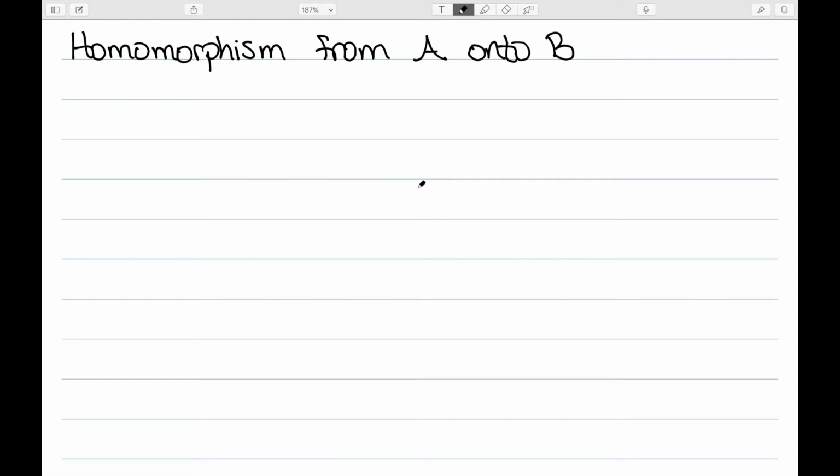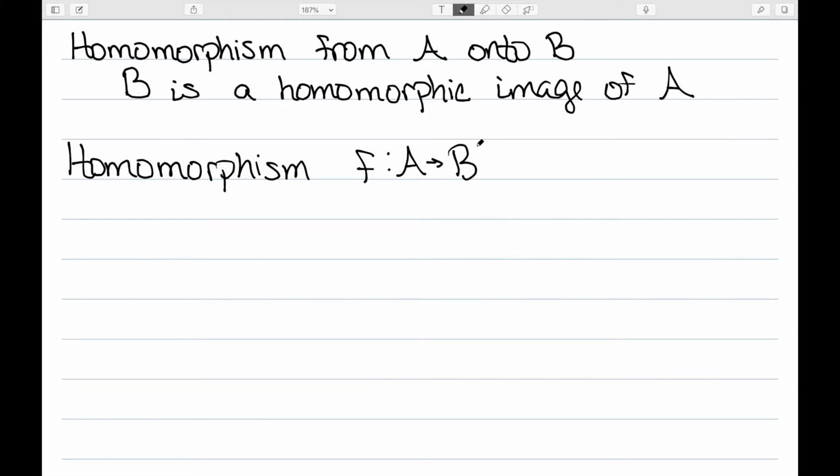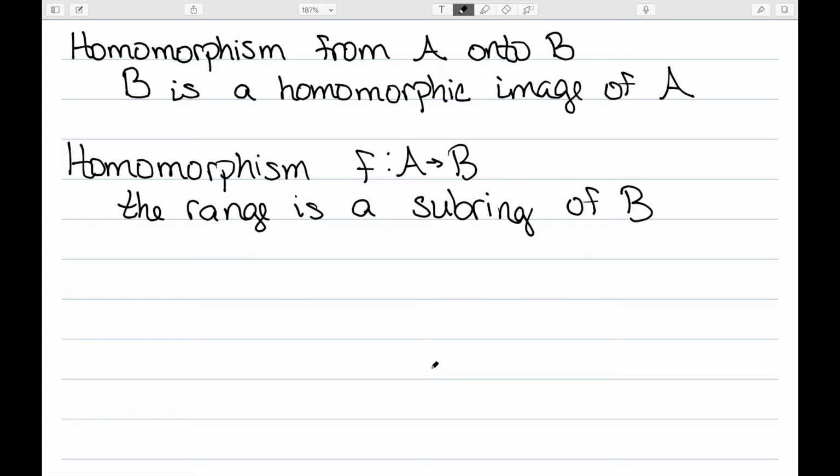Let's suppose we have a homomorphism from A onto B, so specifically a surjective homomorphism. Then B is known as a homomorphic image of A. Another thing about homomorphisms: if we have a homomorphism f from a ring A to a ring B, not necessarily injective nor surjective, then the range of this homomorphism is a subring of B. So the range of a ring homomorphism is always a ring. And the range of a homomorphism is always a homomorphic image of its domain, since that would be onto.